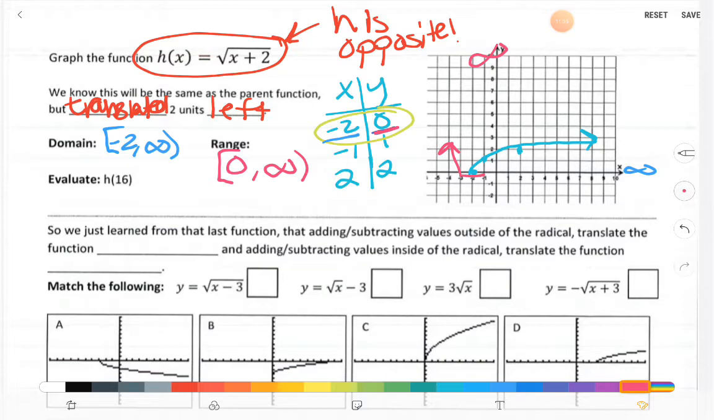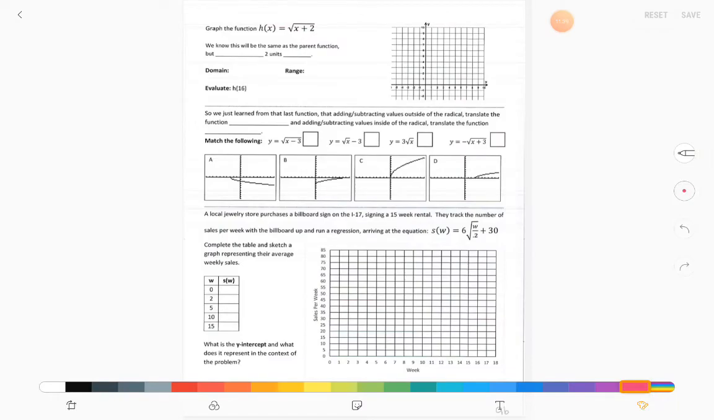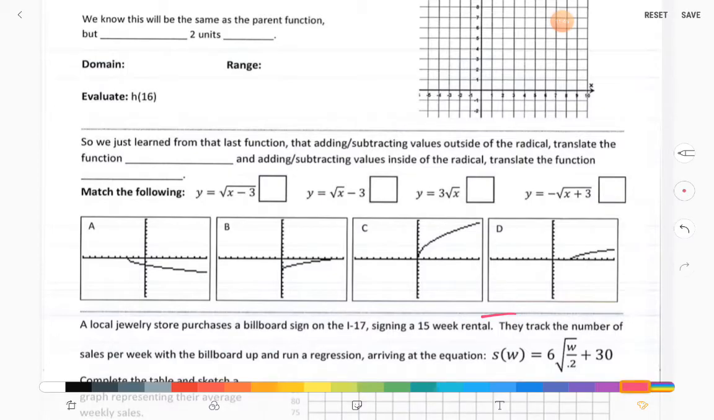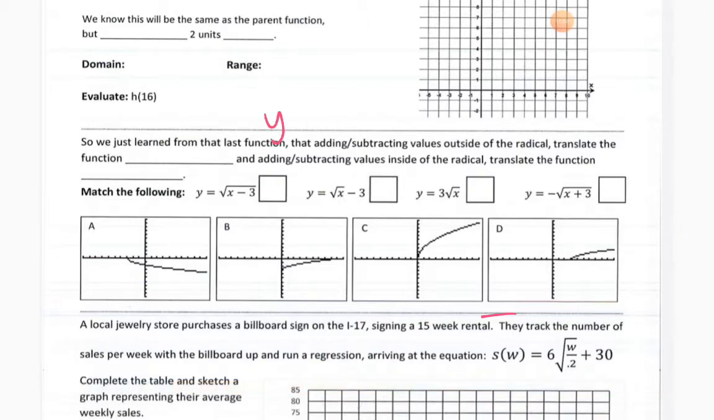Okay, so that's how we graph them. That's how we do our domain and range. All right, so let's go ahead and take a look at some of these right here. We just learned from the last function that adding and subtracting values outside the radical translate the radical. So if they're outside the radical, that's our k value. So remember, this is going to be y equals a times the radical of x minus h, plus k.